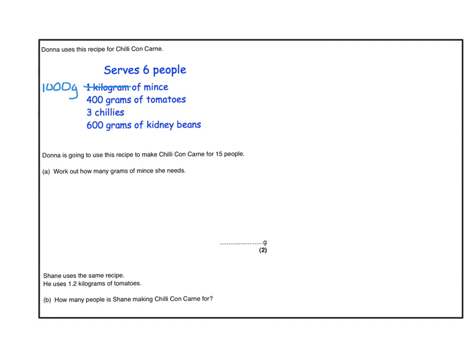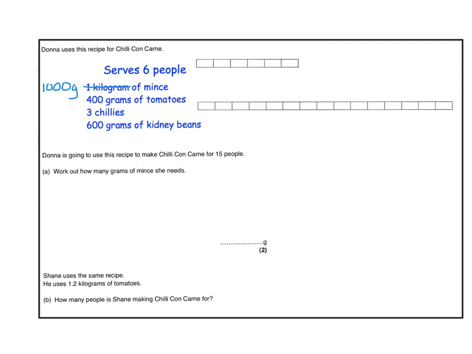So I'm just going to change that and I'm going to put 1,000 grams there instead. Okay, so now I'm just going to demonstrate this using a bar. So I've got a bar of 6 here, 1, 2, 3, 4, 5, 6, and then I want 15 people. So I've got 1, 2, 3, up to 15. So I need to think, how do I get from this 6 to here? Or what's a nice way to get to that?